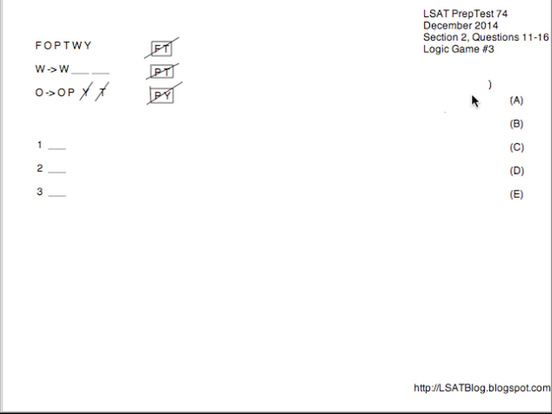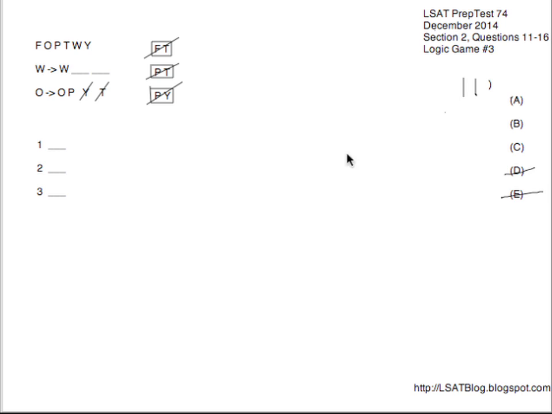So let's start off with number 11, which is a typical orientation question. We'll just take one rule or inference at a time and apply it to all 5 choices, checking for violations. So we know that if you have W, then you will have 2 others along with it. This allows us to eliminate E, which has W and T together. We also know that F and T are never together, and D violates that, so D's out.